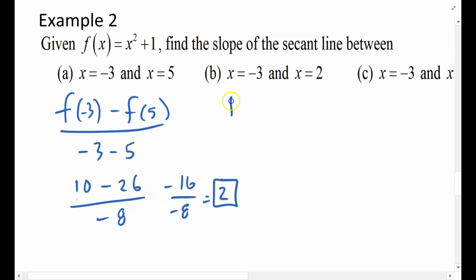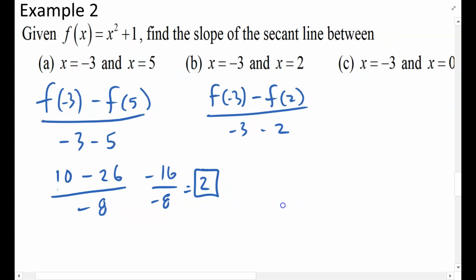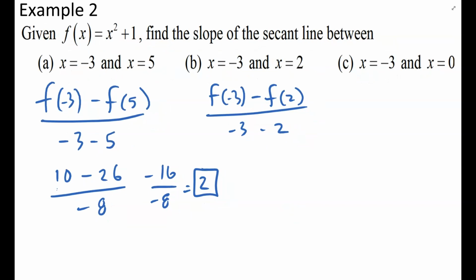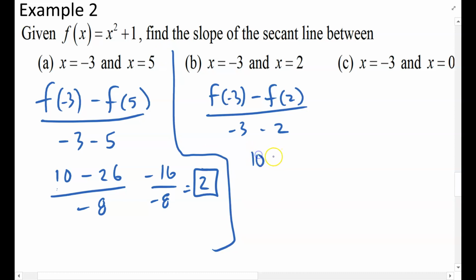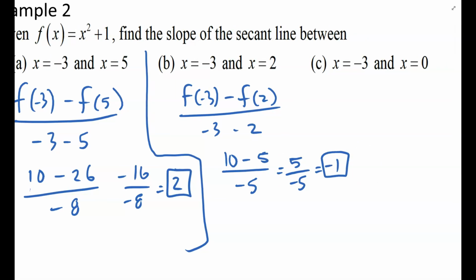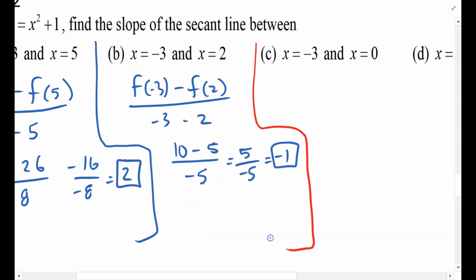Okay, so for the next one, we would take f of -3 minus f of 2 over -3 minus 2. And so from our last problem over here, we know that f of -3 is a positive 10. 2 squared is 4 plus 1 is 5. And then on the bottom, we would get negative 5. So we would have positive 5 over negative 5, which is a negative 1. Okay? It's actually a good idea to change colors between our examples.